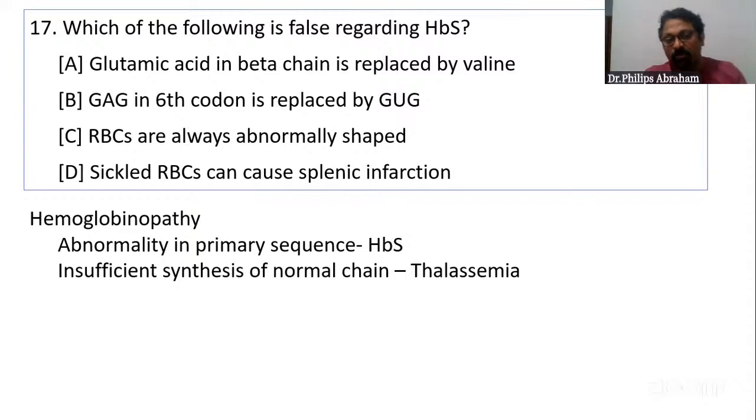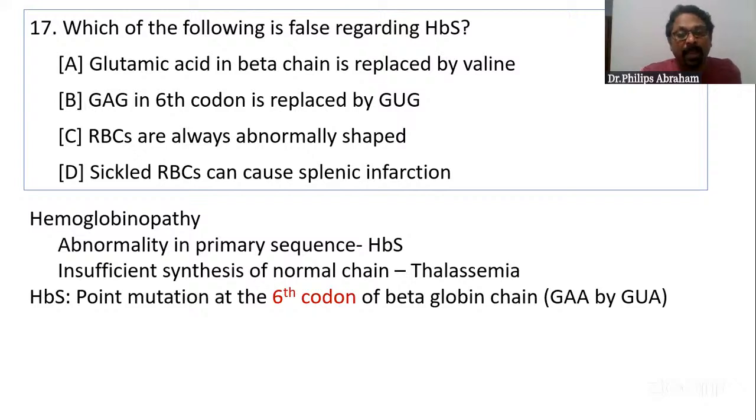Another one is quantitative hemoglobinopathy, where the chains synthesized are normal, but the synthesis rate might be insufficient. If the rate of synthesis of beta chain is not equal to that of alpha, then we call it beta thalassemia. And sometimes the alpha chain synthesis rate will be less than that of beta. We call it alpha thalassemia. Thalassemia is quantitative hemoglobinopathy. Please note.